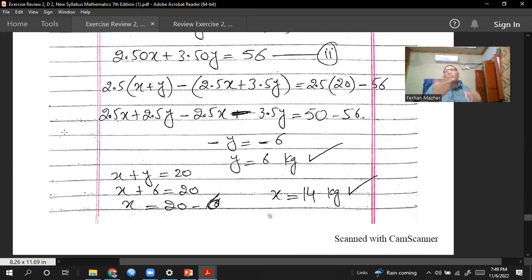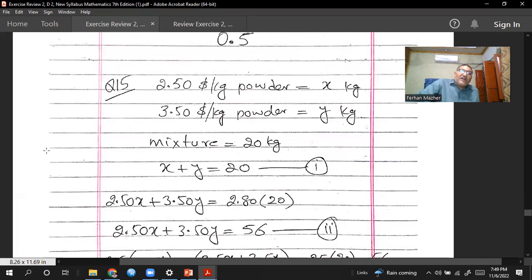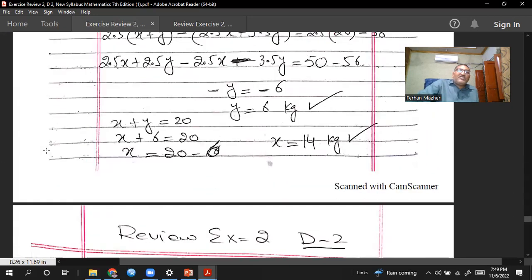Now I know the value of y. I will substitute this value into my first equation and find the value of x. So x plus y is equal to 20. In the place of y, I will substitute 6. So x plus 6 is equal to 20. So x will be equal to 20 minus 6. So x will be equal to 14 kg. This is how this is done.